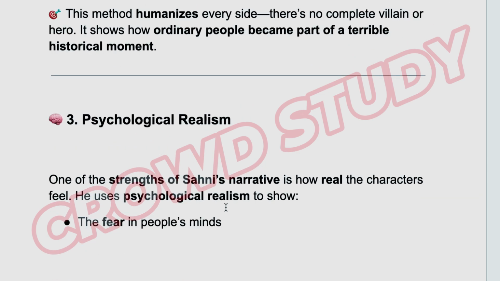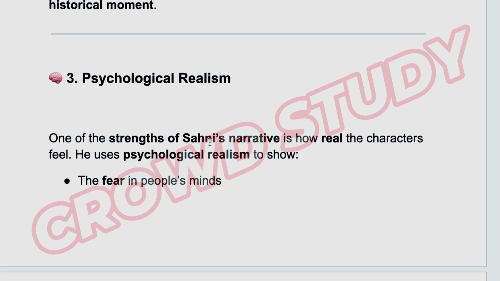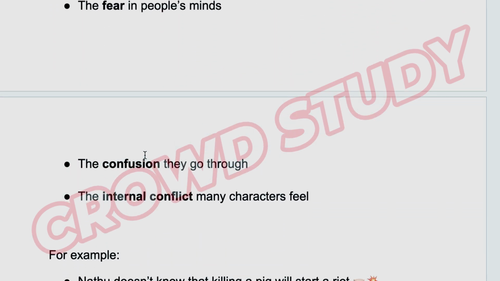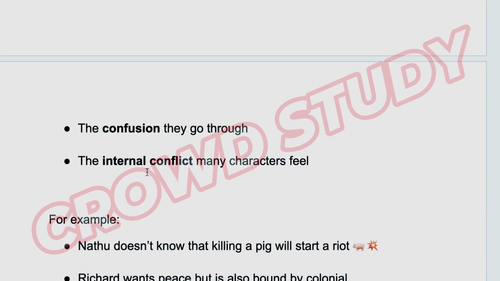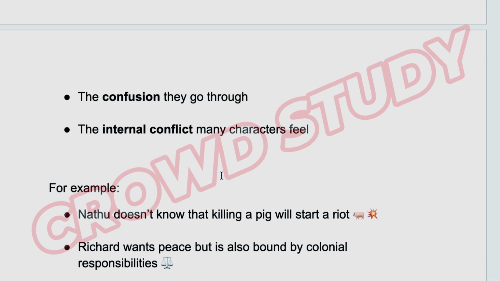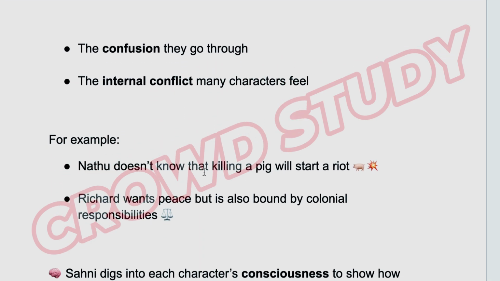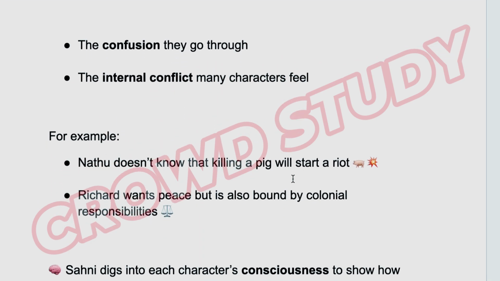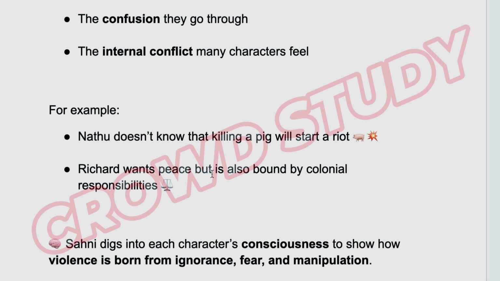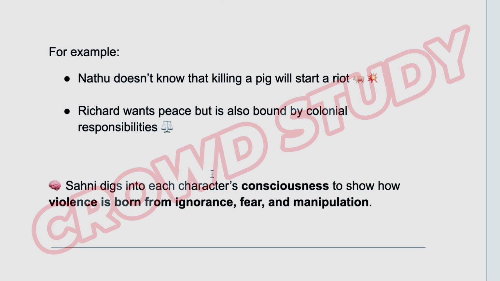Now move to the next point, psychological realism. One of the essences of Sahni's narrative is how real the characters feel. He uses psychological realism to show the fear in people's minds, the confusion they go through, the internal conflict many characters feel. For example, Nathu doesn't know that killing a pig will start a riot. Richard wants peace but is also bound by colonial responsibilities. Sahni digs into their characters' consequences to show how violence is born from ignorance, fear, and manipulation.